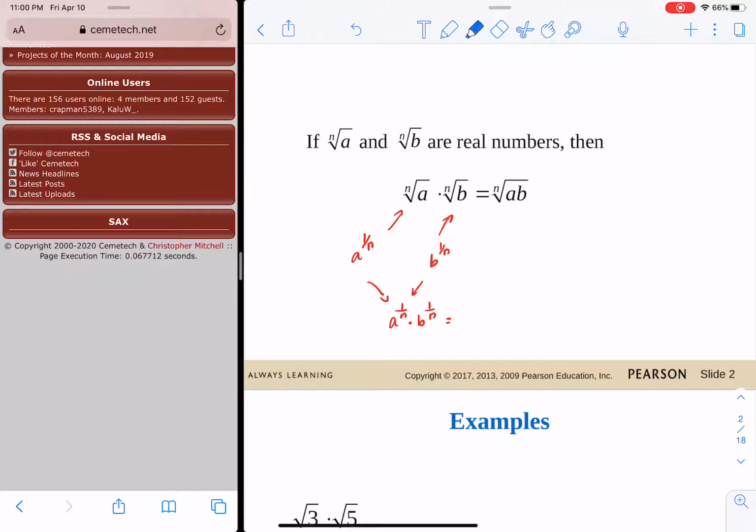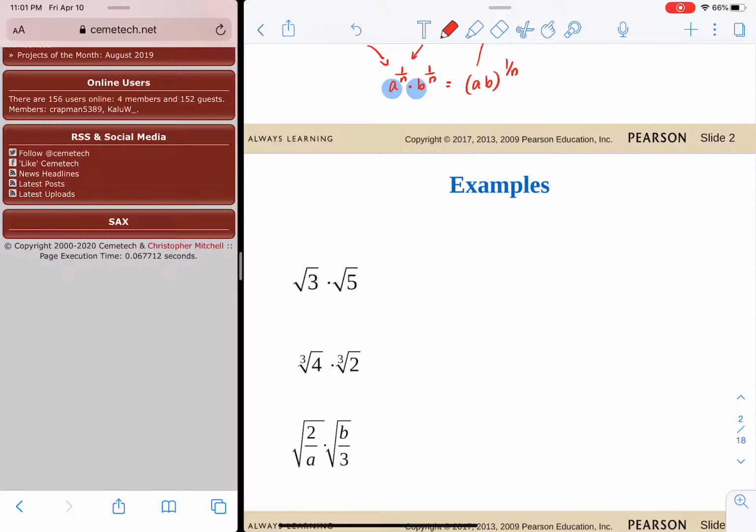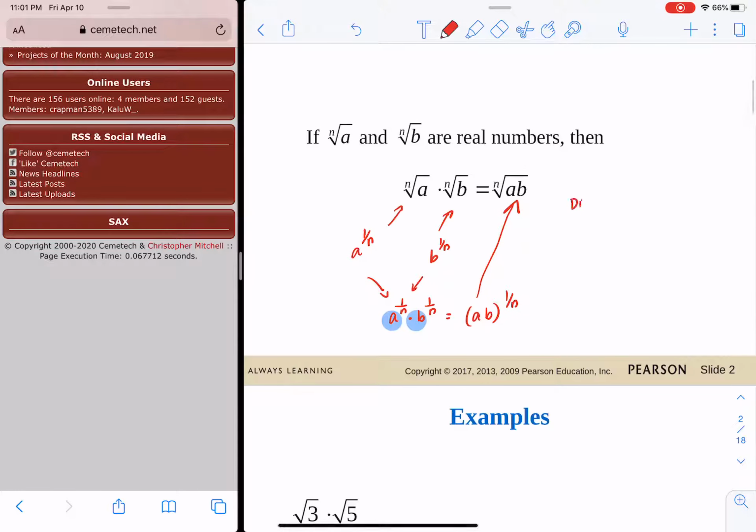Since the bases are different, but the powers are identical, we could simply write it as AB raised 1 over n, which simply is the nth root of AB. That simply is the product rule. So we can only combine this if we have different bases, but they have identical exponents.